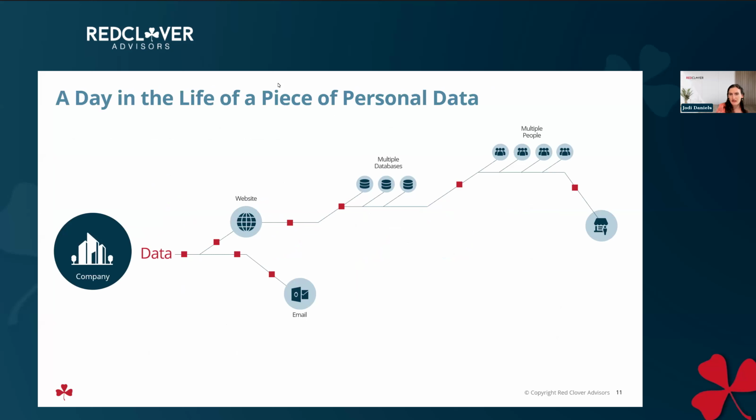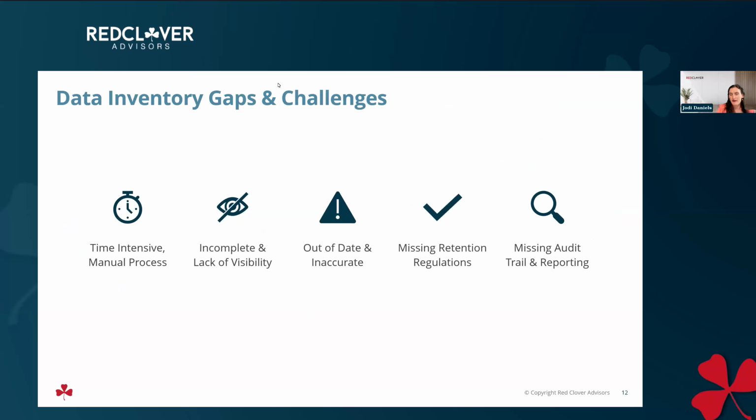So if we think about it, not just from the basic nuts and bolts of privacy, but what are we really trying to do? I find this visual really helps clients and companies understand, if I'm a piece of data, how do I travel through the organization? And that's what we're trying to do for all the different business processing activities that we have. It is a manual process.